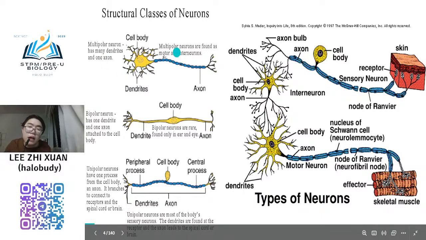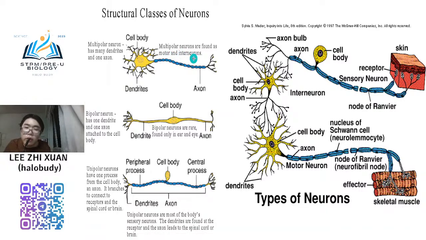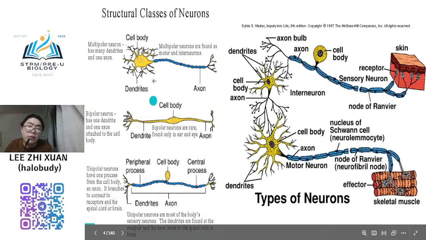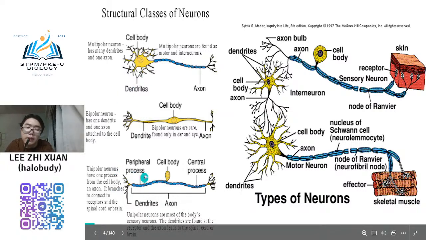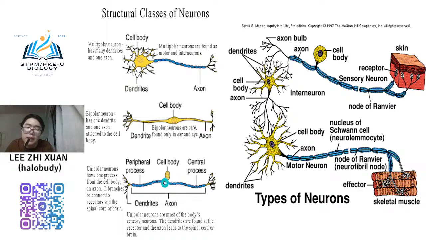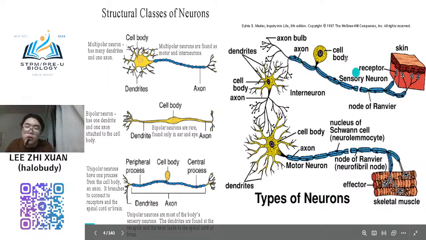Multipolar examples are the motor neuron and also interneuron. So what is the difference between multipolar and unipolar? You see the location of the cell body. Normally in a multipolar neuron, the cell body is located at the end of the neuron cell. But for the unipolar neuron, the cell body is located at the middle of the neuron. And this unipolar neuron we call the sensory neuron. So you will see this.